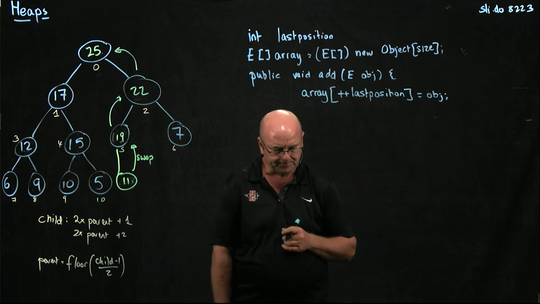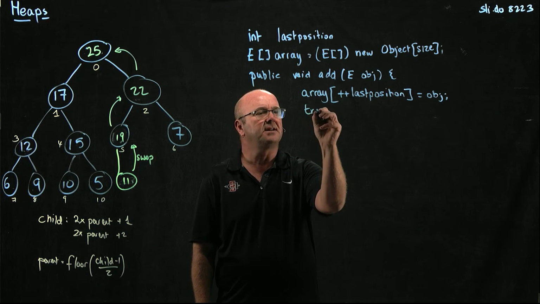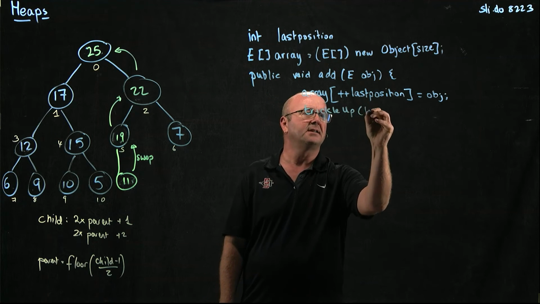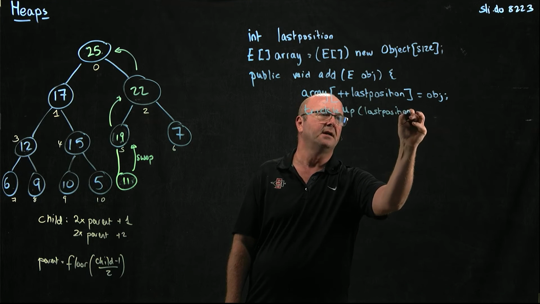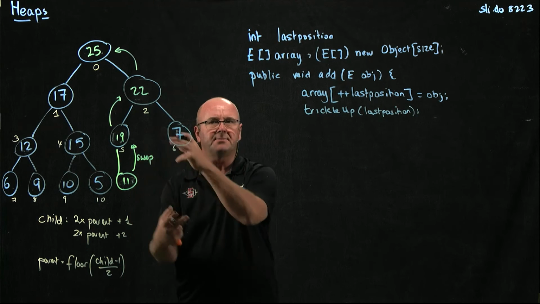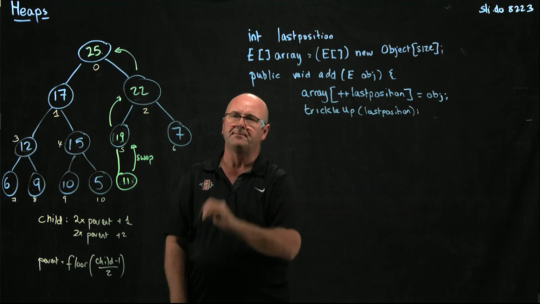Okay. And then we're going to call TrickleUp. And TrickleUp is going to take the position of the thing that we've added. It's going to figure out what the parent is. It's going to say, are you bigger than the parent or smaller than the parent? And if you're bigger, we're going to swap you.